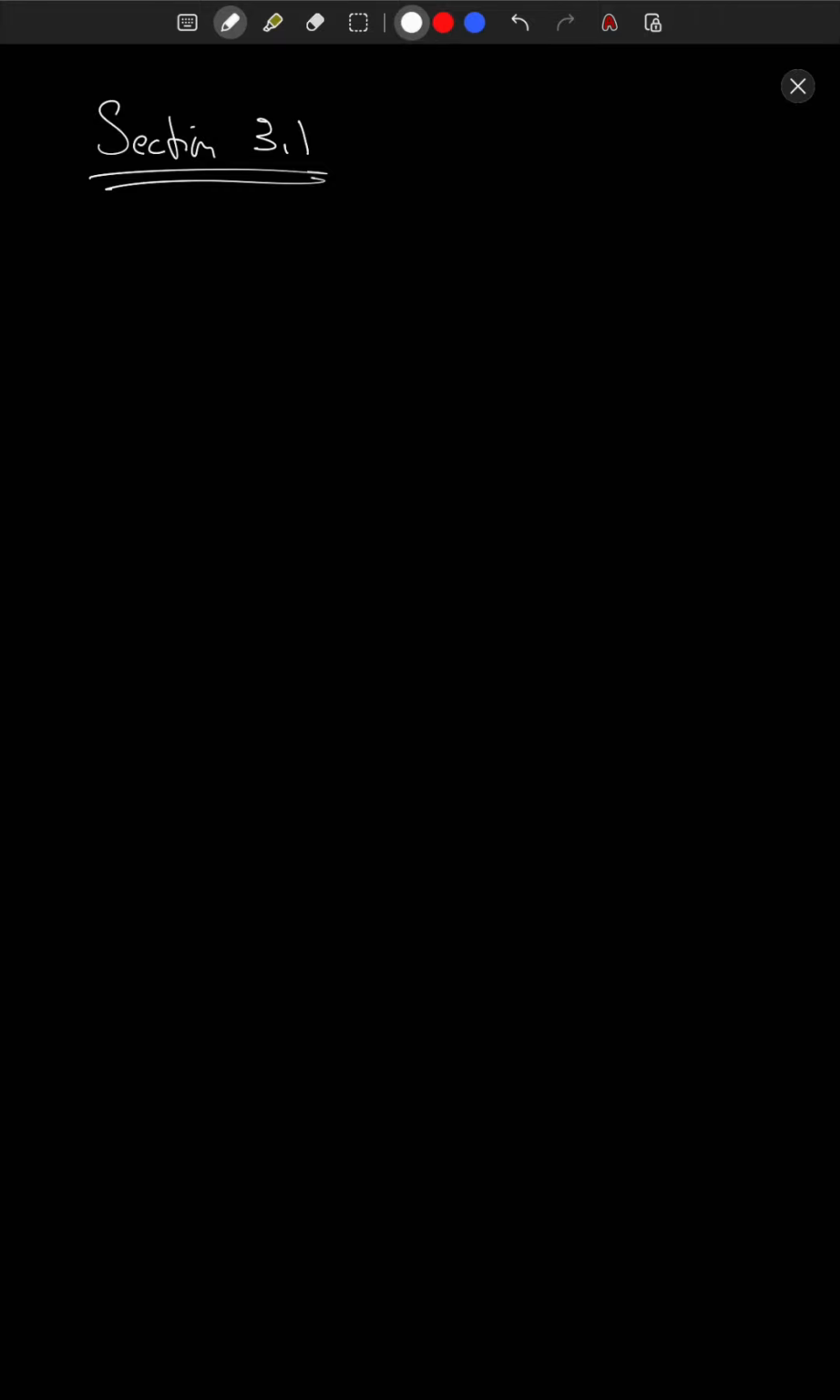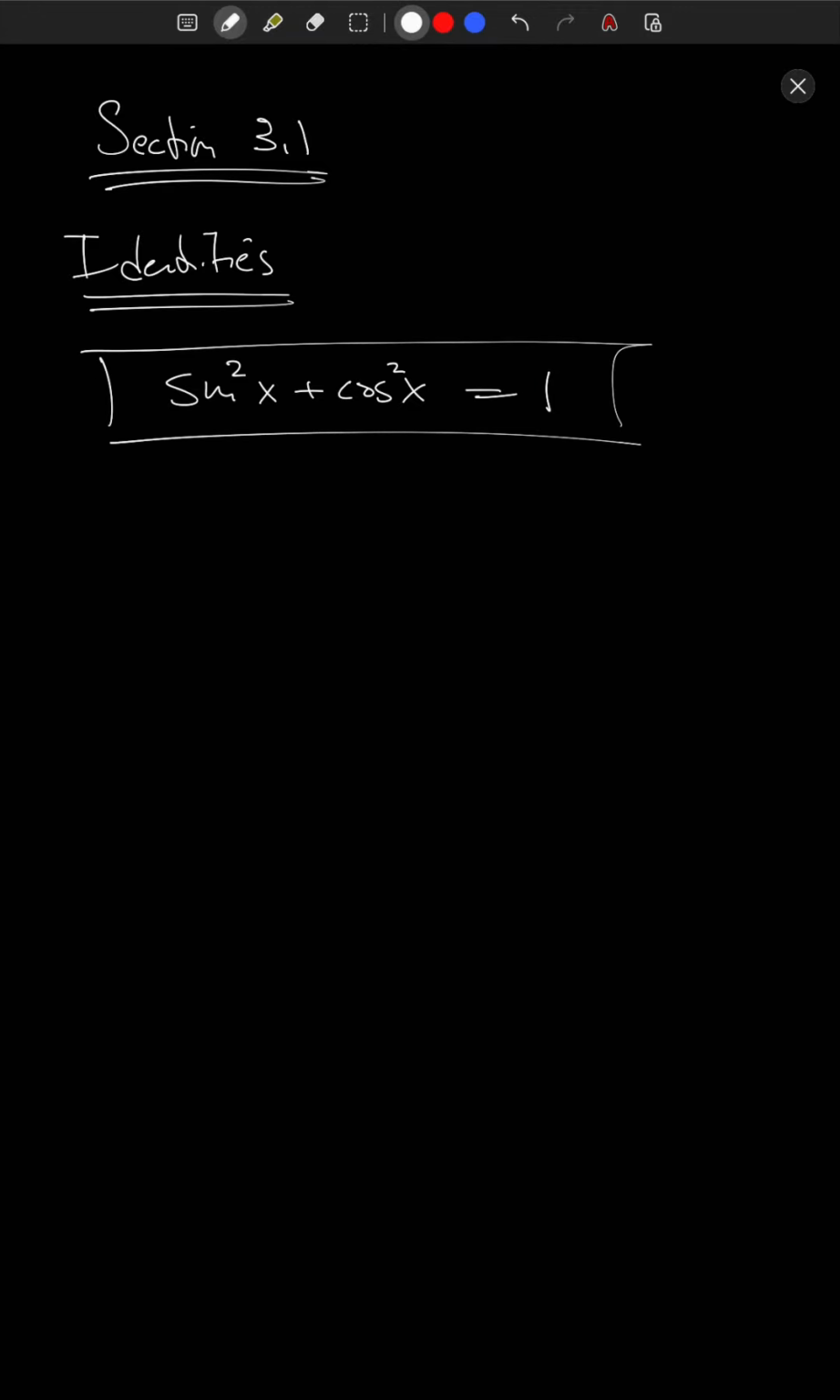Well, we kind of touched on that in the last section with tangent, but we'll talk about all the trig functions. Okay, so we'll start with identities. And the idea is we have our fundamental identity, sine squared x plus cosine squared x is equal to 1, right? We explained that, and we used it in some applications.